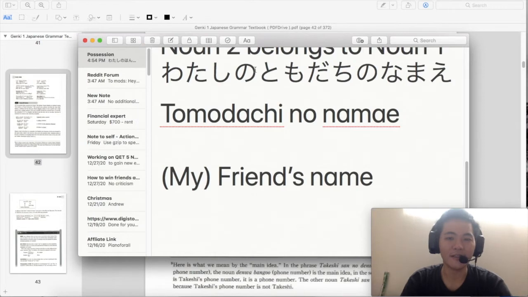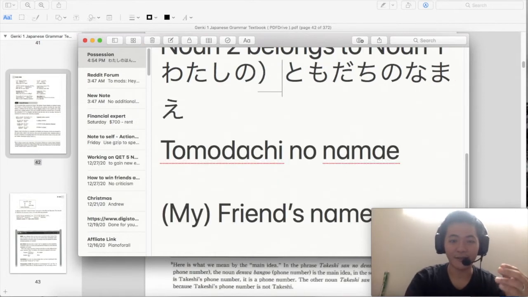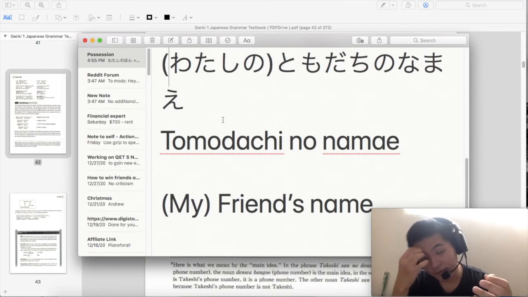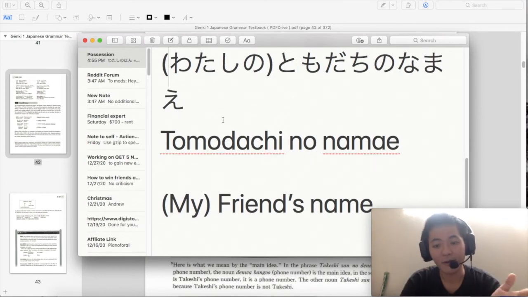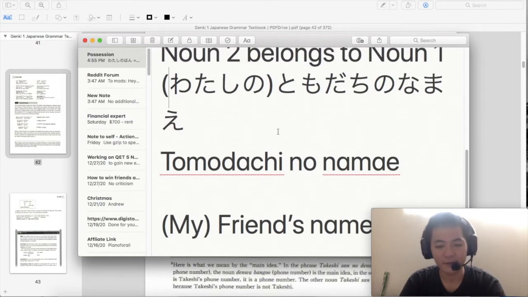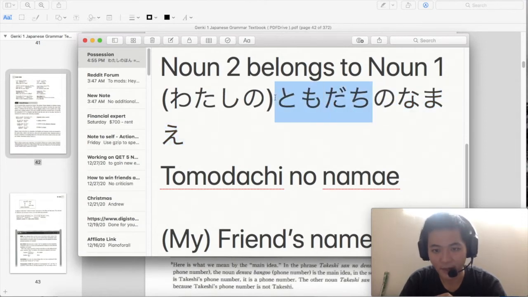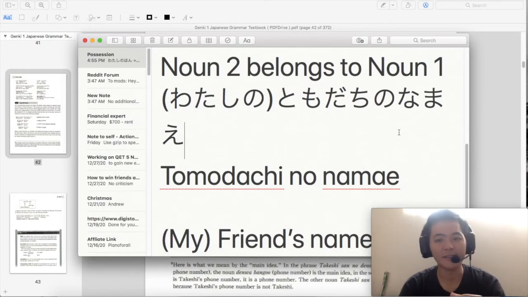But like I said earlier, you don't really need to put this, so I'm putting it in parentheses right here. You do not need to put it if you already know who you're talking about, like tomodachi no namae wa. But right now I'm just talking about tomodachi no namae, so my friend's name. This name belongs to this friend. If you were to read it backwards, it would be like that.